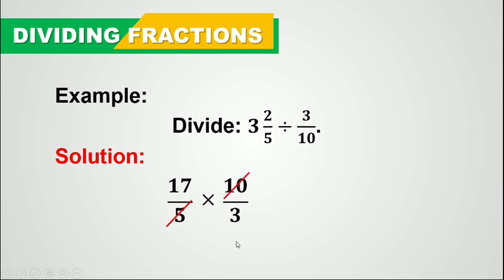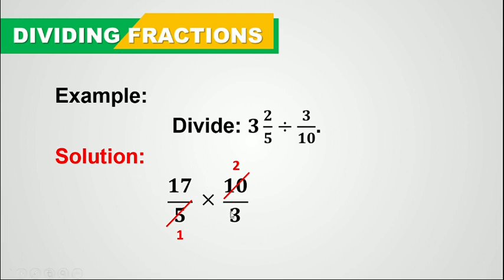This technique is what we call the cancellation technique. So this 10 and 5 are both divisible by 5, so you divide them by 5. 5 divided by 5, that's 1, and 10 divided by 5, that's 2. And then 17 and 3, there is no number that can divide 17 and 3 to get a whole number answer. So we will no longer touch 17 and 3.